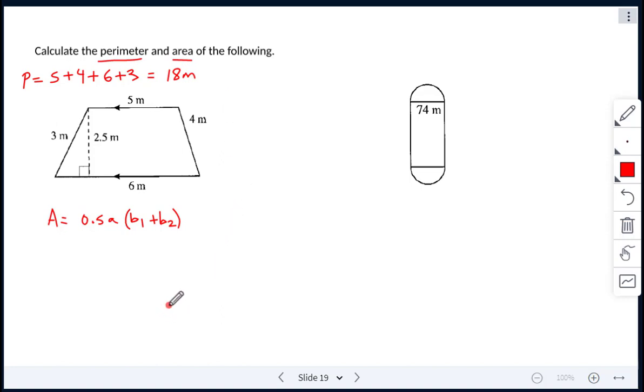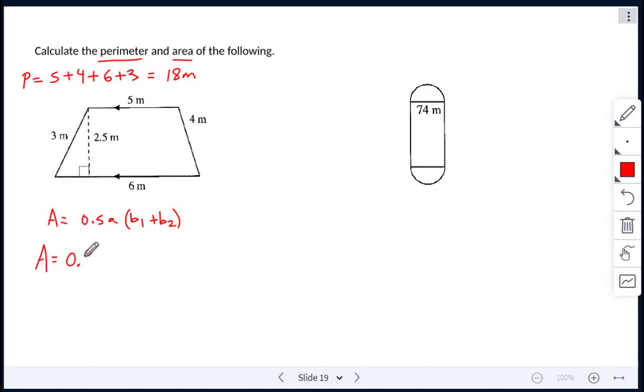For area, we have to use our formula, 0.5a, and then in brackets we have base 1 plus base 2. So recall that the bases are the two sides that are parallel to each other. So 6 meters and the 5 meters, those are the two bases. 4 meters and 3 meters, those are just the two sides. Our altitude or the height is here as 2.5 meters. So let's substitute all of that in.